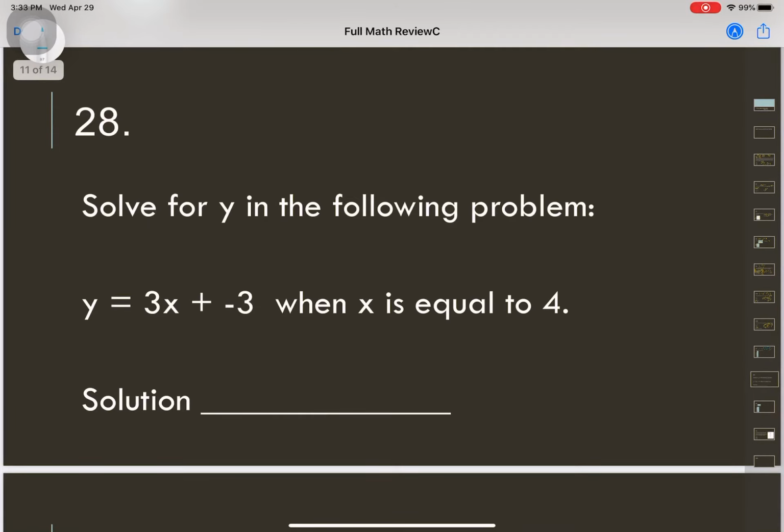28. Solve for y in the following problem. y is equal to 3x plus negative 3, and x is equal to 4. So y is equal to 3 times 4 plus negative 3. So y is 3 times 4 is 12 plus negative 3. So positive 12 plus negative 3 will be positive 9.